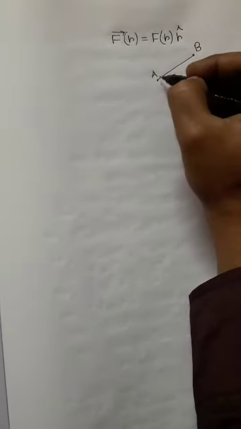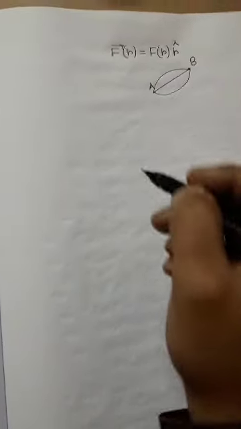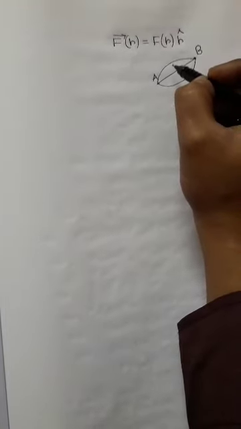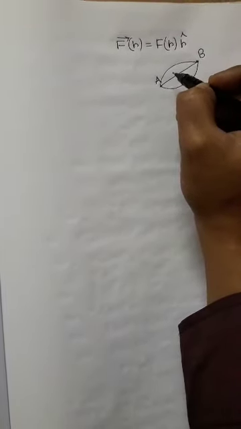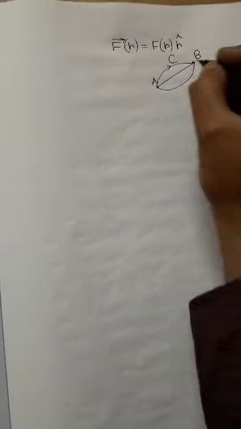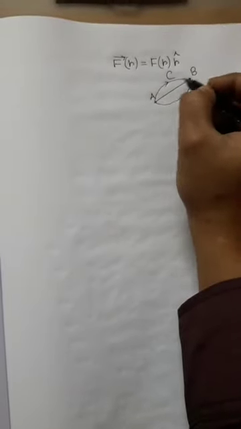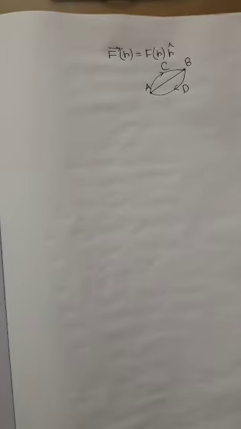Now first of all, we have to find out the amount of work done in taking the particle from A to B via the path ACB, and then we have to find out the amount of work done to bring back the particle from B to A via the path BDA. So first take this. First we have to find out the amount of work done in taking the particle from A to B via ACB.